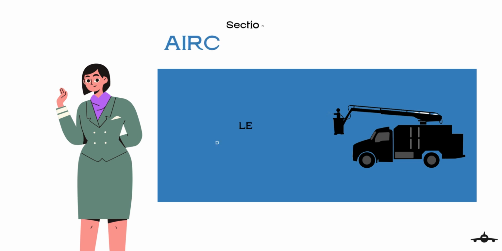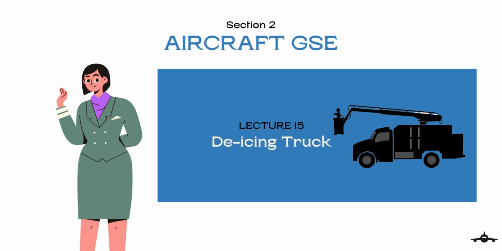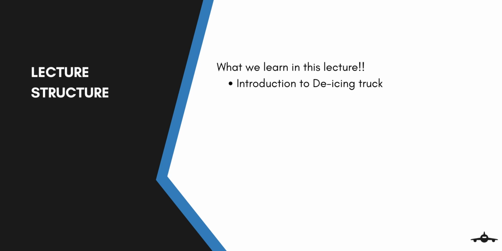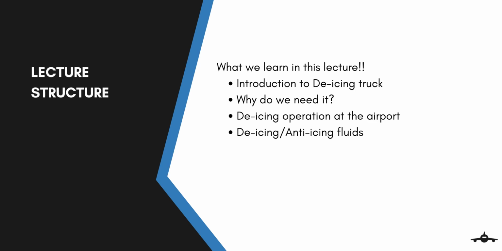So moving towards the end of this section, in this lecture, we will learn about the aircraft de-icing equipment. We will start with an introduction to the equipment, why is it needed, then we will take a look at how de-icing operation takes place at an airport, followed by discussing various de-icing fluids and methods, and finally concluding this lecture by discussing the difference between de-icing and anti-icing.